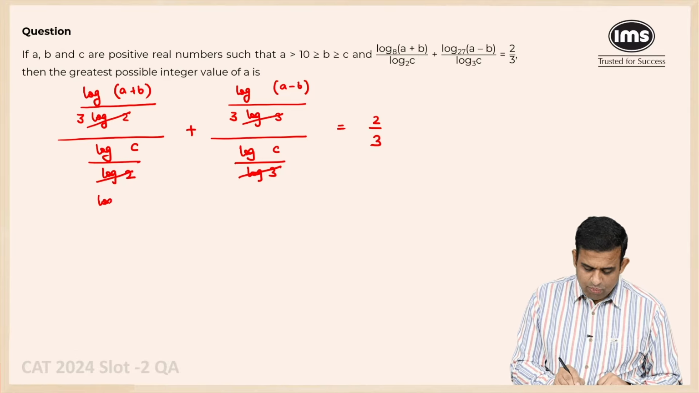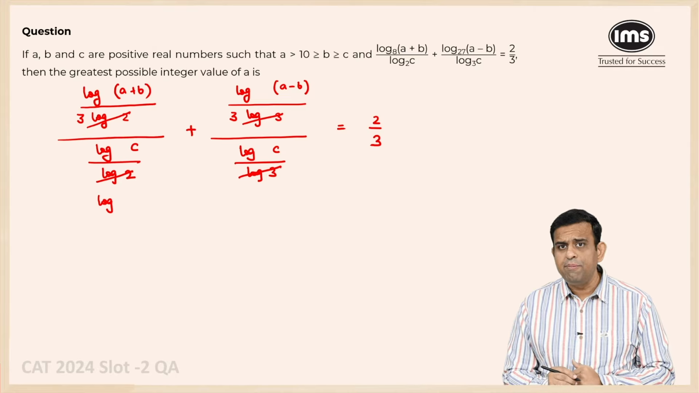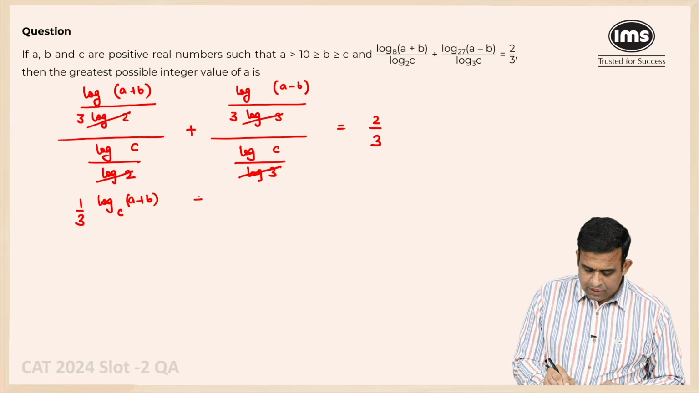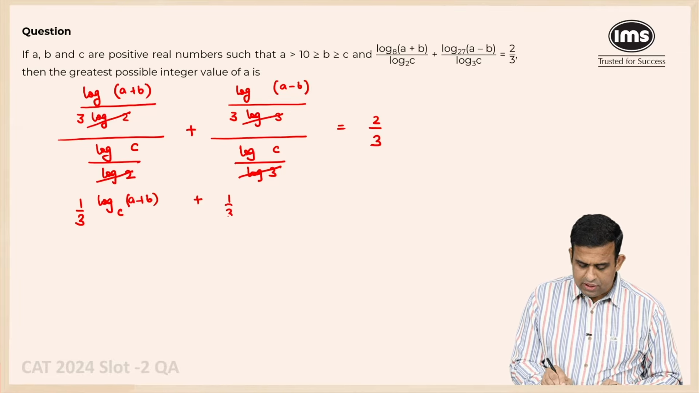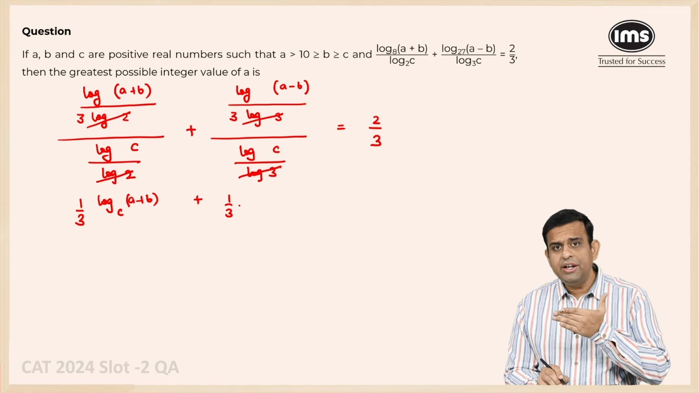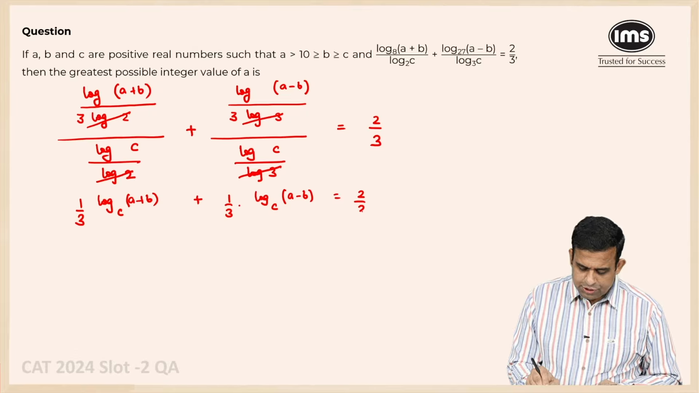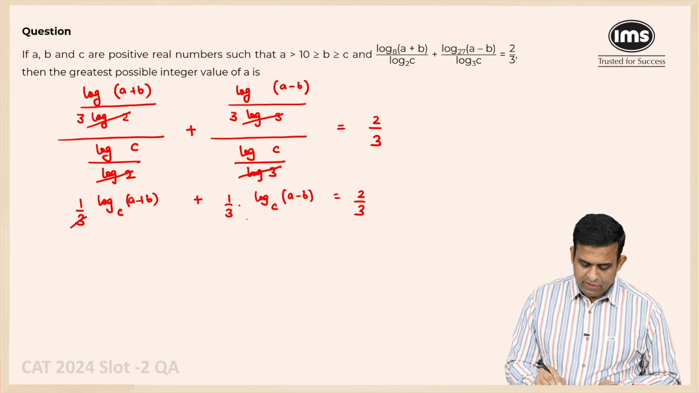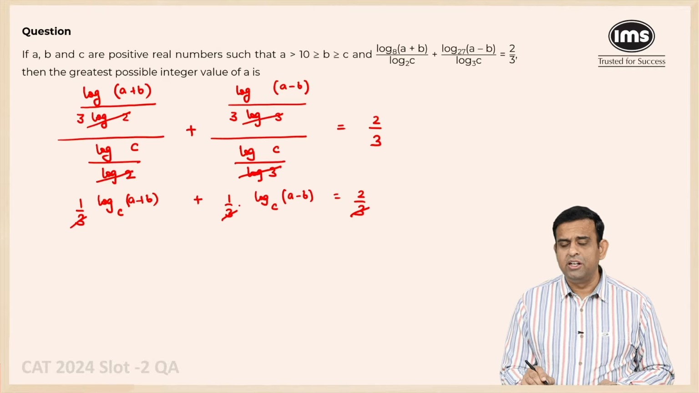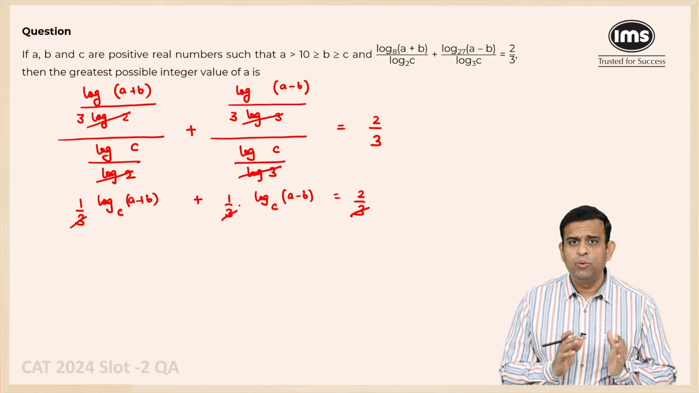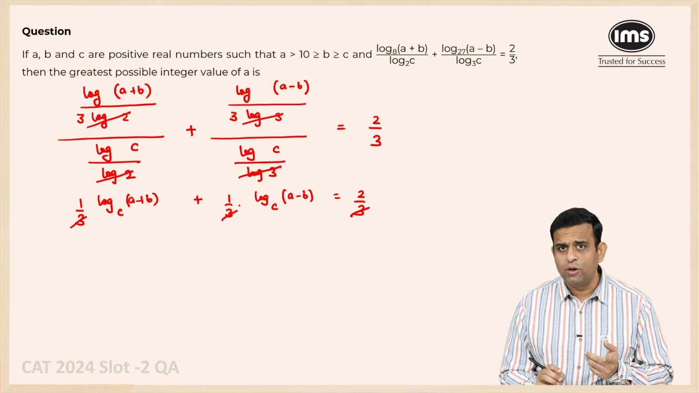We have a simplified form, log of a plus b divided by log of c, I can think of as log of a plus b base c. We have a 1/3 here, plus again a 1/3, and likewise log of a minus b divided by log of c is log of a minus b base c, and this is equal to 2 by 3. Now if I multiply by 3, this 3 can simply be cancelled out. One good thing which happened at this point is that on the left hand side both the log terms have the same common base of c.